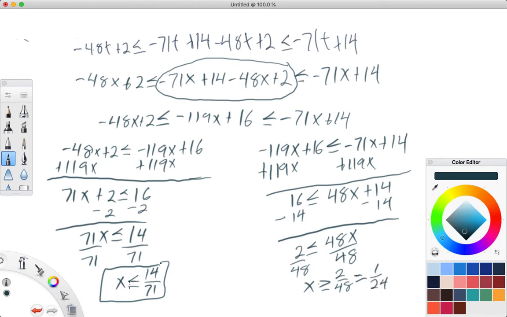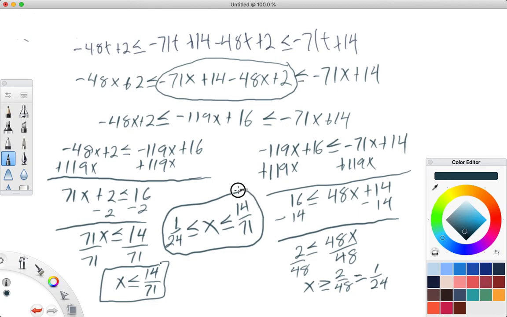Okay, so I have x is less than or equal to 14 over 71, and x is greater than or equal to 1 over 24. So if I were to write this from left to right, my smallest value is 1 over 24. So 1 over 24 is less than or equal to my x value, and x is less than or equal to 14 over 71. And that should be your final answer.